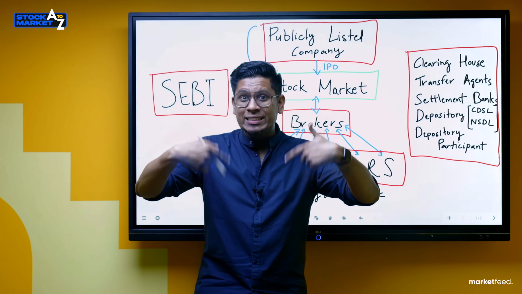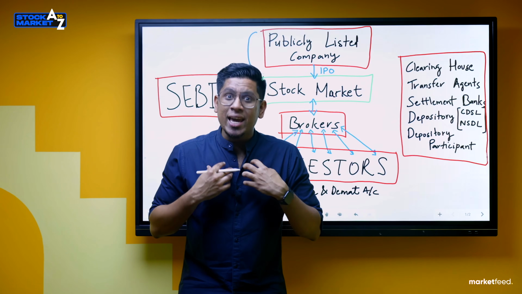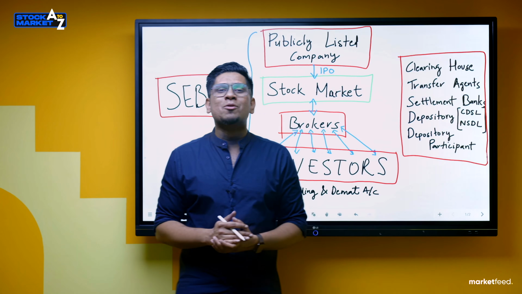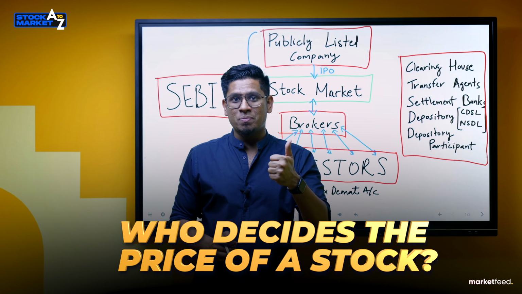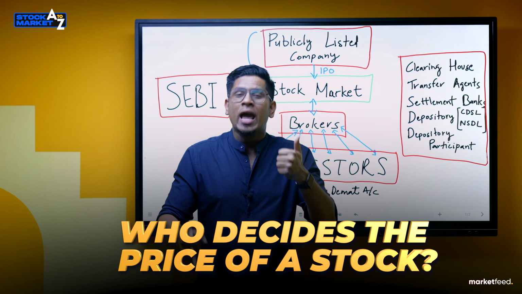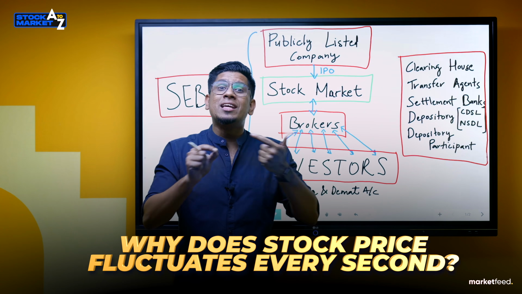Now the things I'm going to discuss now are the most basic doubts which I personally had when I came into the world of stock market, which is: who decides the price of a stock? How is share price determined? And number two, why do share prices keep fluctuating every single second?